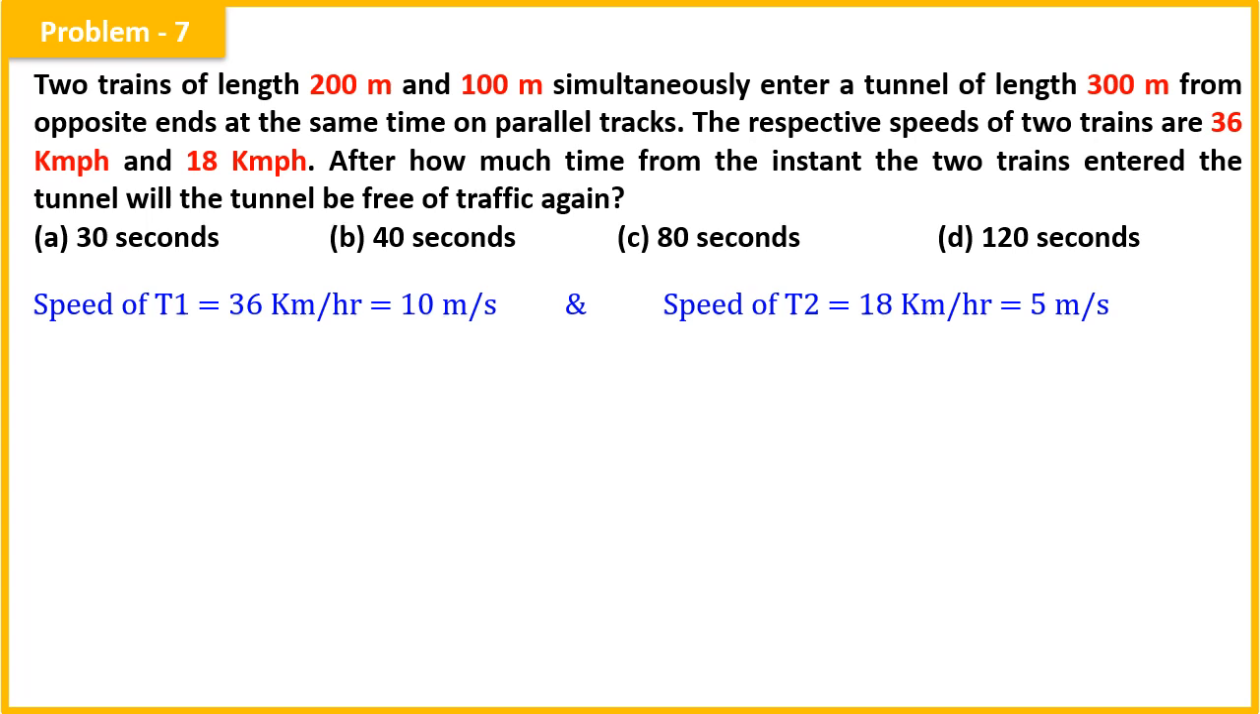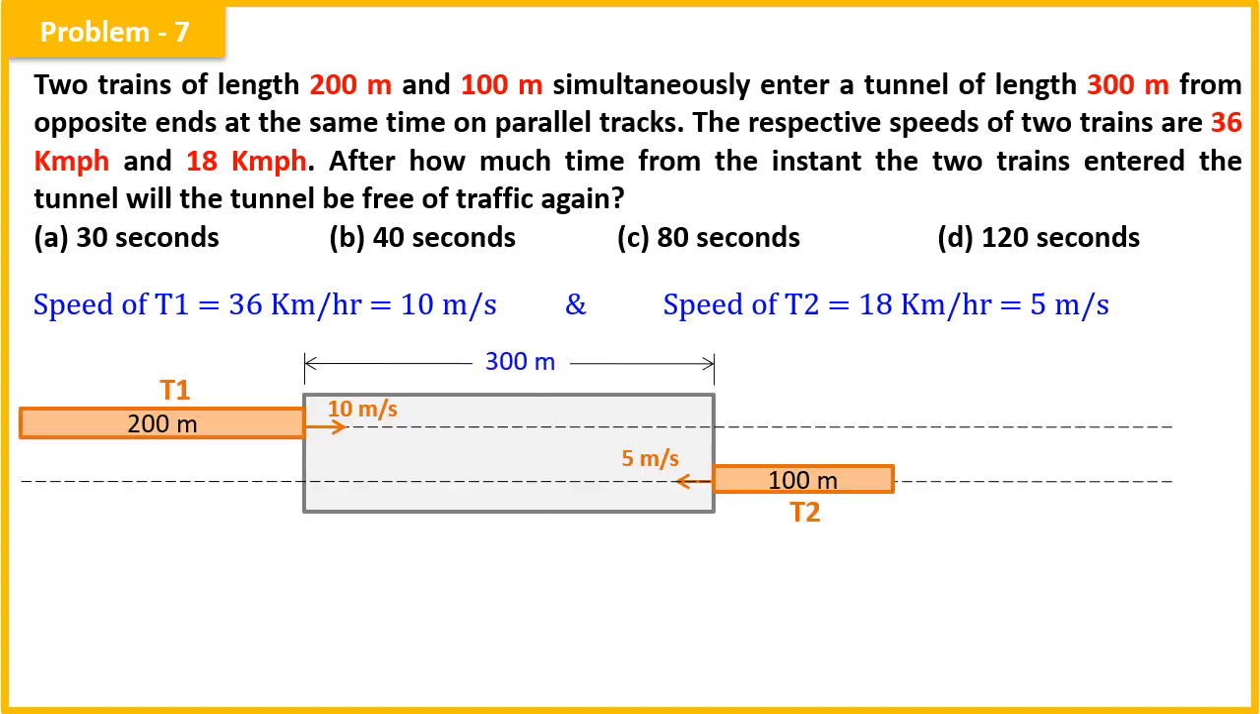Now, this is the tunnel of length 300 meters, and the first train of length 200 meters enters from this end. Its speed is 10 meters per second, and the second train of length 100 meters enters from the opposite end, whose speed is 5 meters per second. Now we will find out how much time train 1 will take to come out of the tunnel, and then how much time train 2 will take to come out of the tunnel.